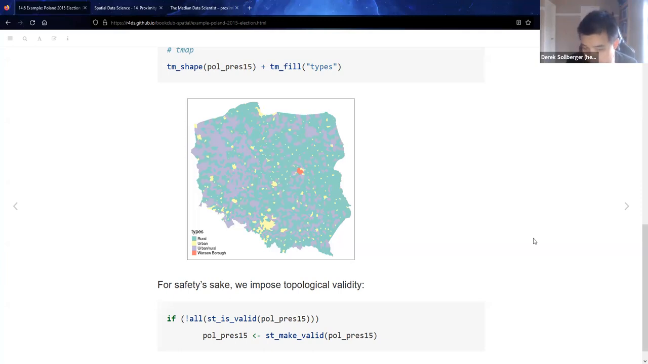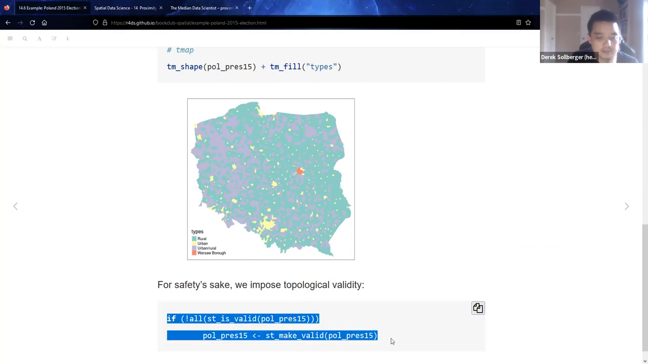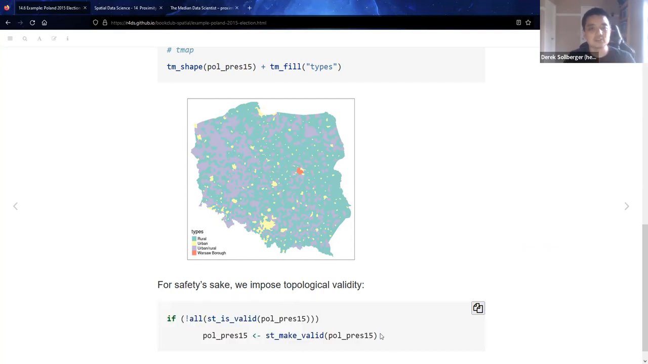Early on in our study of this book, we briefly talked about the notion of data validity. And the authors remind us to double check that before we proceed with calculations.